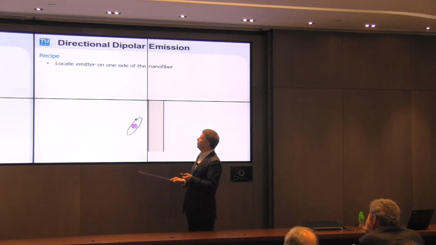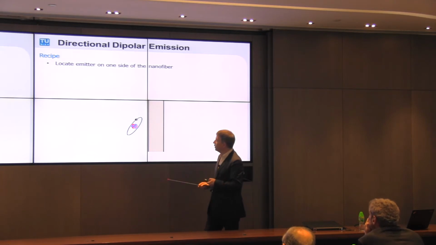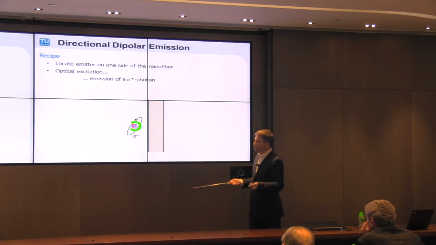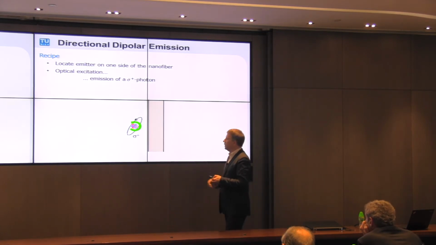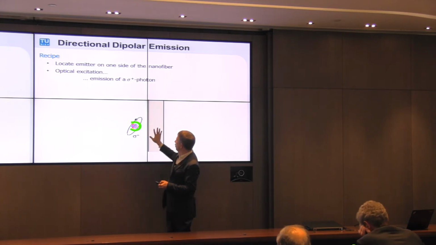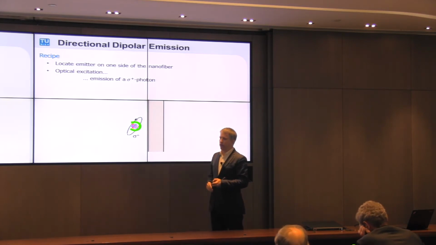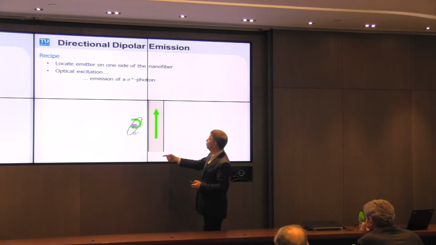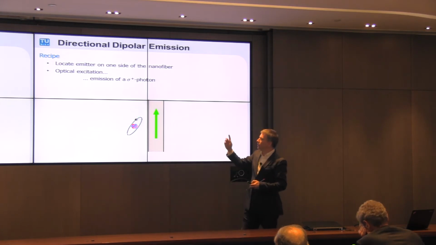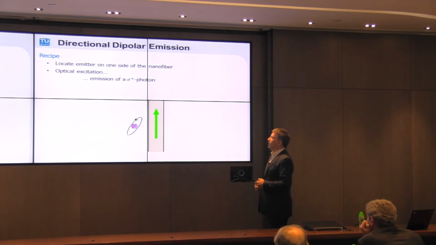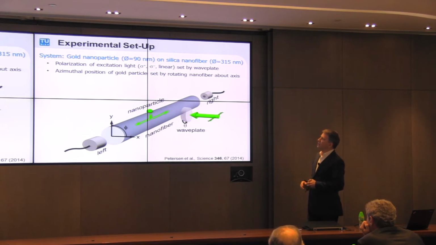We just have to locate the emitter on one side of the nanofiber. We have to suitably excite it in such a way that it now emits a, say, sigma plus polarized photon, where sigma plus means circularly polarized with respect to a quantization axis that points out of the board here. And now the only optical mode that is guided in the nanofiber that exhibits such a circular polarization in the plane of the screen is a mode that propagates upwards. So that means that the emission will exit the fiber on one side rather than the other. So we can realize the situation.